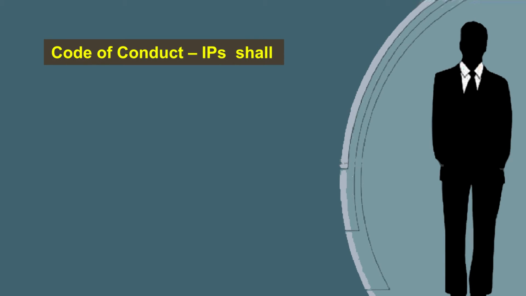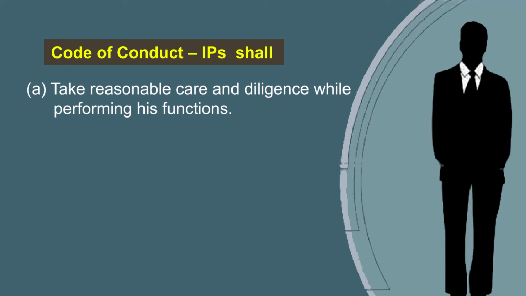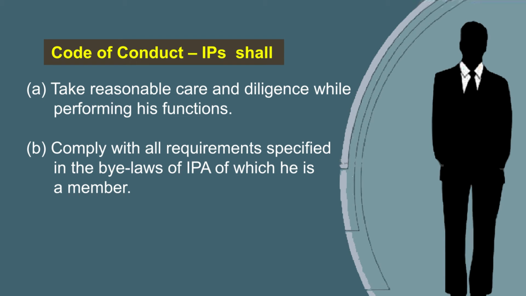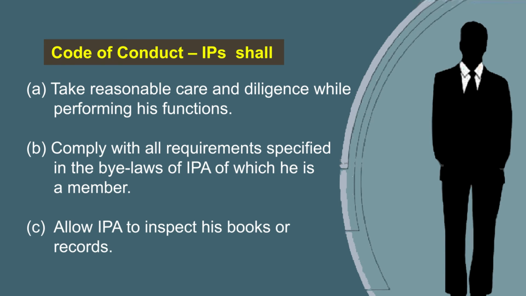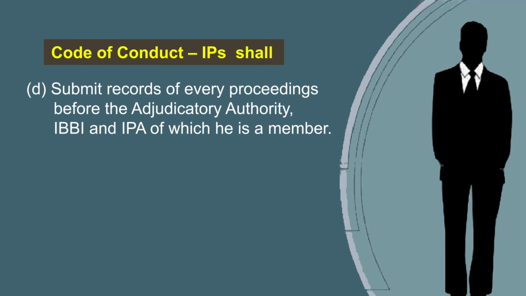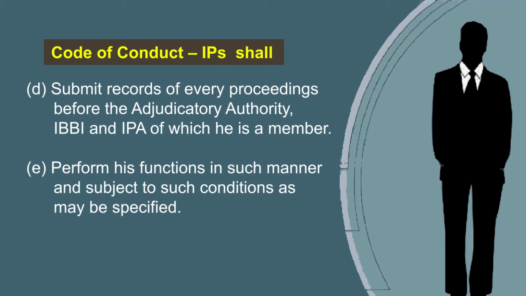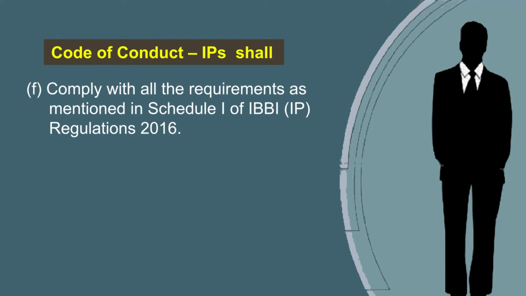The code of conduct for the IPs is that the IP shall take reasonable care and diligence while performing his functions. He shall comply with all the requirements specified in the bylaws of the IPA of which he is a member. He shall allow the IPA to inspect his books or records. He shall submit records of every proceeding before the adjudicatory authority, IBBI and the IPA of which he is a member. He shall perform his functions in such manner and subject to such conditions as may be specified. He shall comply with all the requirements mentioned in Schedule 1 of the IBBI Insolvency Professional Regulations 2016.